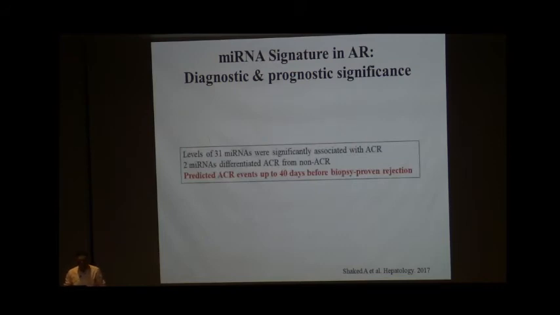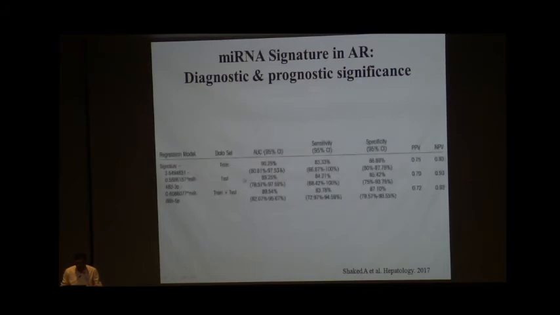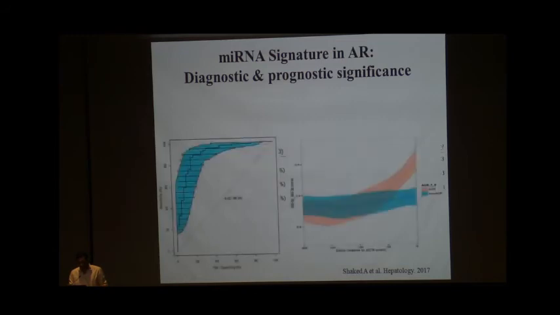They found that 31 microRNAs were significantly different in acute cellular rejection compared to non-acute cellular rejection and to normal transplant patients, and 2 microRNAs were significantly different between ACR and non-ACR. These were microRNA 483-3p and microRNA 885-5p, and they formed a signature, a model based on these two. Tested on the training set and test set, it had a very high AUROC of close to 90% for differentiating acute rejection from other causes of non-rejection graft dysfunction. You can see that the area under the curve is very good.